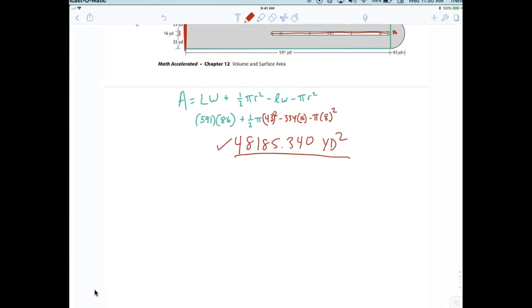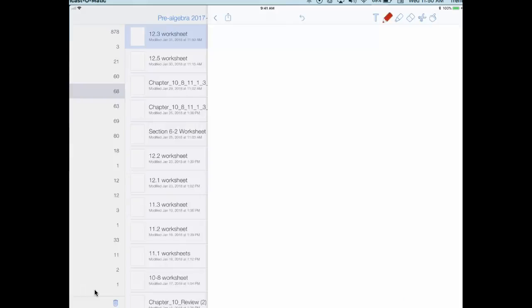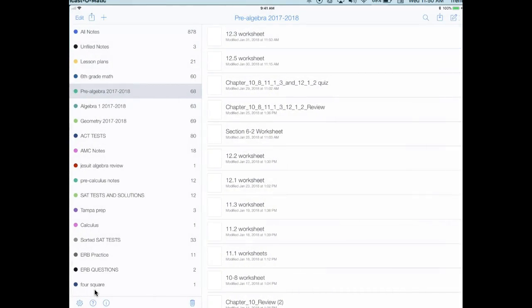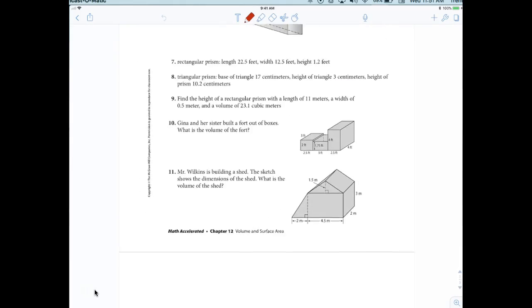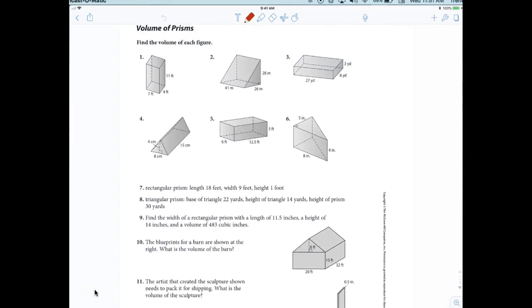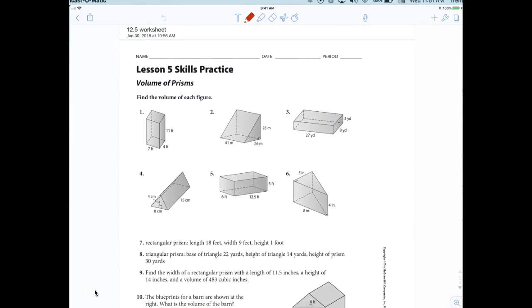All right, here we go. Very important lesson. So you know now how to add area on and subtract. Now pull up 12.5, please. Everybody's pulling up 12.5. All right, today's another really, really easy day.